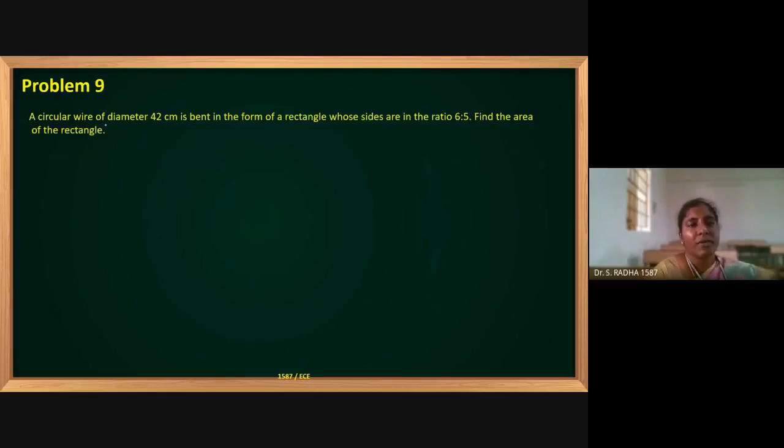A circular wire of diameter 42 centimeter is bent in the form of a rectangle whose sides are in the ratio 6:5. Find the area of the rectangle. There is a circular wire. Its diameter is 42 centimeter. Then the rectangle is formed with the wire. Circle is converted to rectangle.